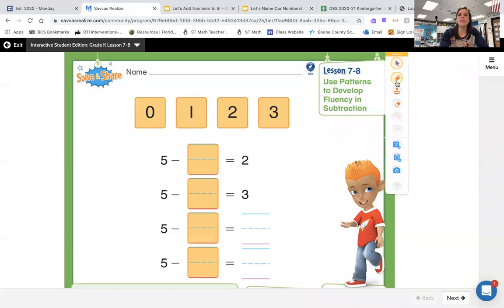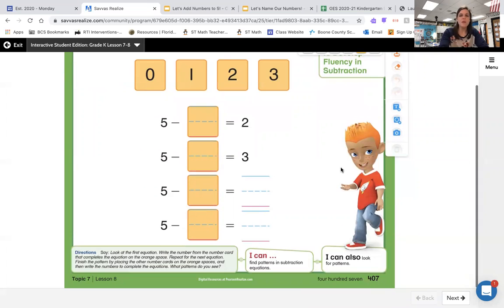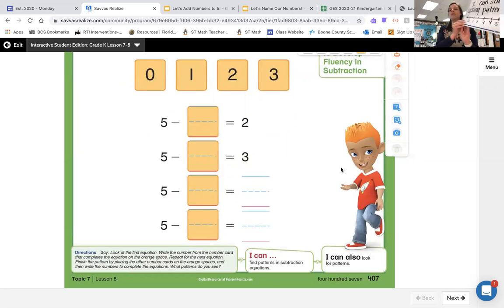All right, friends, on page 407, we are going to practice hitting our learning target with our solve and share and the rest of our activities. But on page 407, it's going to start us out with our number patterns. So our learning target today says, I can subtract using patterns. So a pattern is something that repeats itself over and over again, okay? And when we use number patterns, we are keeping in mind our number order, the sequence of our numbers, right?